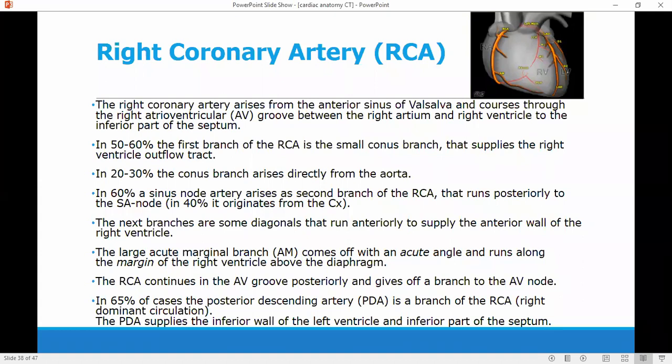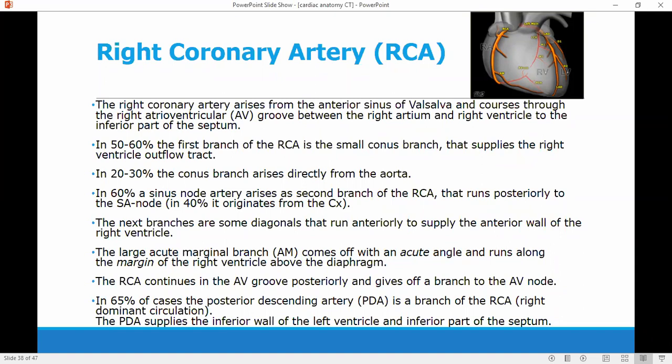Large acute marginal branch comes off with an acute angle and runs along the margin of the right ventricle above the diaphragm. The RCA continues in the AV groove posteriorly and gives off a branch of the AV node, atrioventricular node, which is at the inferior part of the interatrial septum approximately.